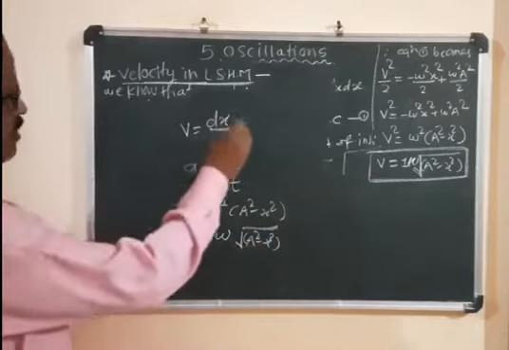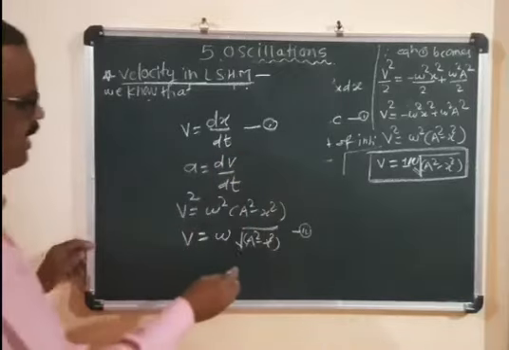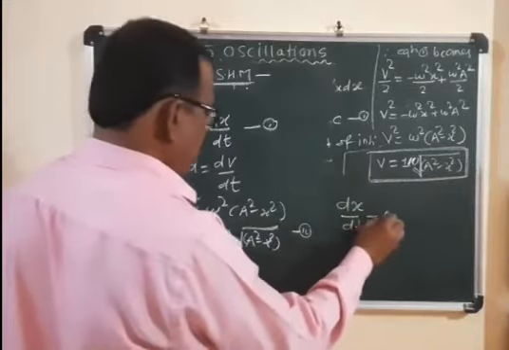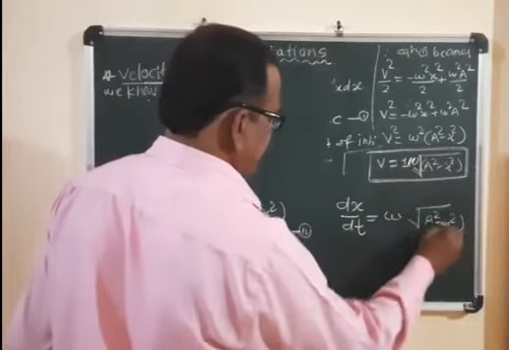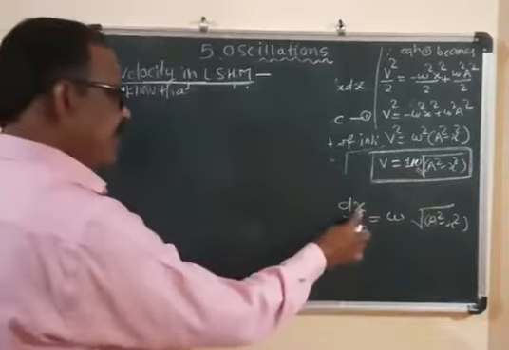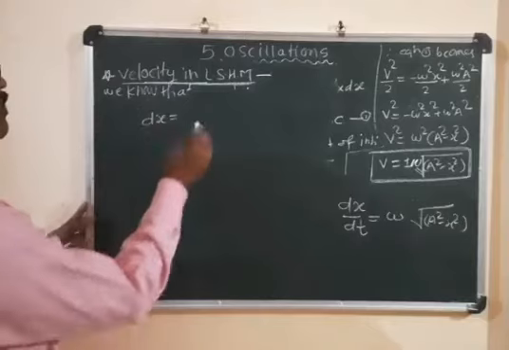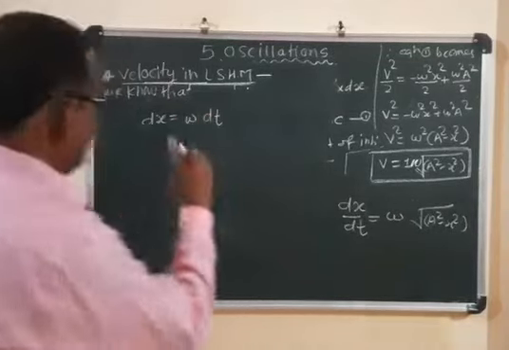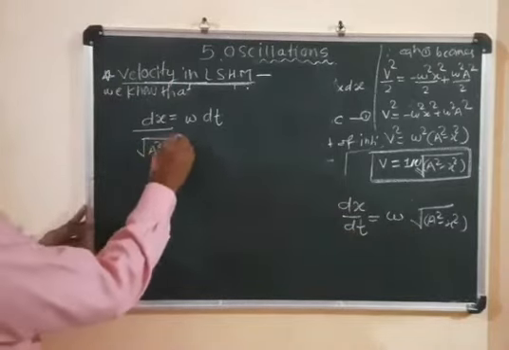V is equal to this equation number 1, and this equation number 2. From these two equations we write dx by dt is equal to omega into square root of a square minus x square. Let us take this dt to the other side. Then how can we write this equation? dx is equal to omega into dt. Bringing this here and dividing, we get dx divided by square root of a square minus x square.